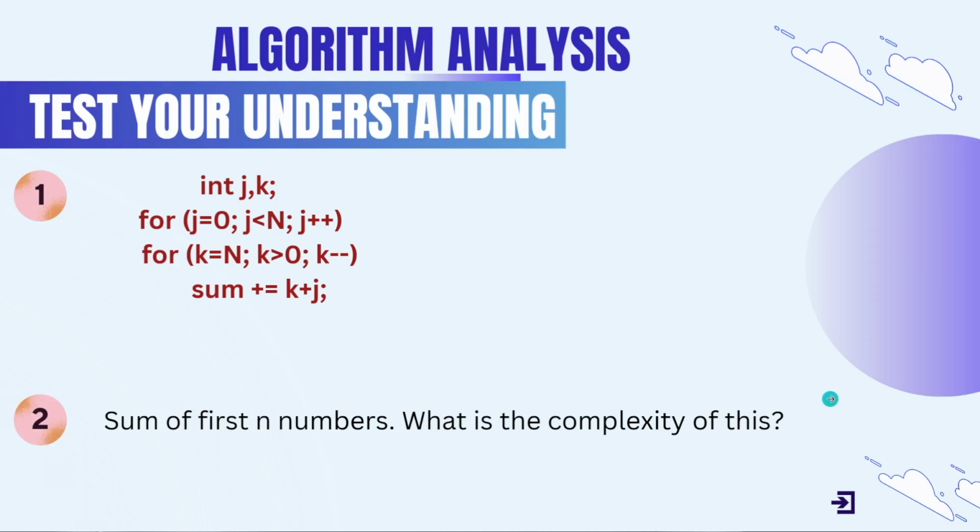Here I have given you two questions to test your understanding of algorithm analysis. You can see here we have two for loops. The first for loop iterates n times, and the second for loop also iterates n times. If you are asked to measure the algorithm's complexity, let us consider the number of steps involved. The first statement gets executed one time, the second statement, a for loop, gets executed n times, the third statement, also a for loop, gets executed n times, and the last statement, sum plus equals k plus j, gets executed n square times.